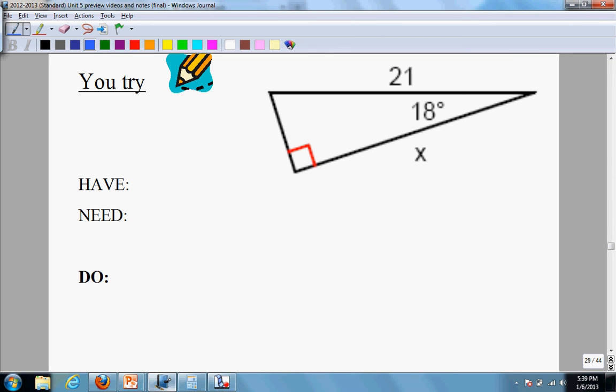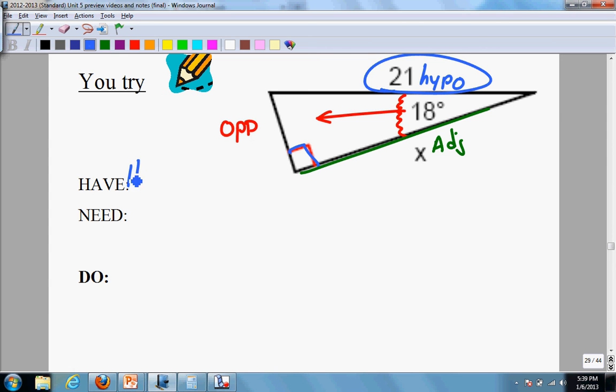Okay, let's take a look and see how you did. First, let's label our opposite, adjacent, and hypo. If this is your right angle, that makes 21 your hypo, so we're going to put hypo there. That makes this our opposite, and our x is our adjacent. What do we have? We have our hypo, so we write hypo here. And we want our adjacent.